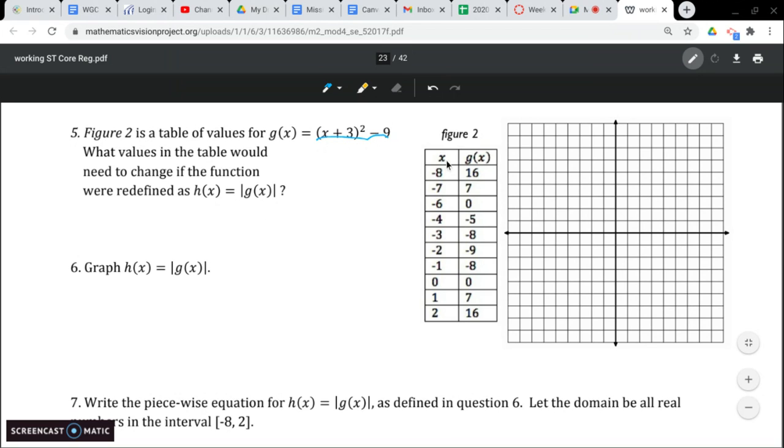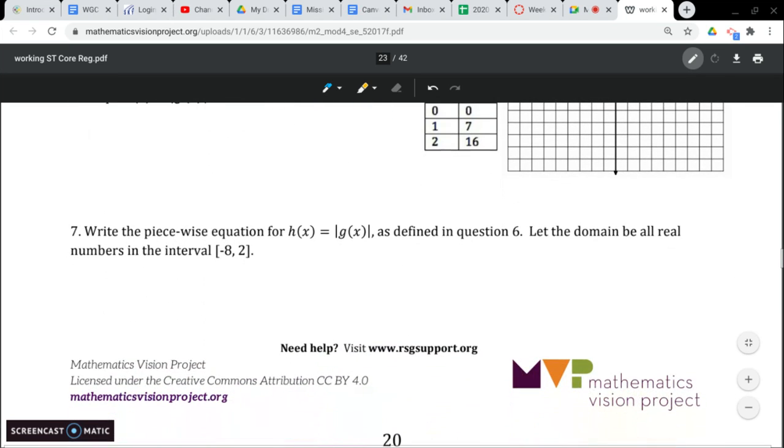What you guys will be doing, so you got the table of values. What would the table of values need to change in order to have it be the absolute value? So looking at these, you'll answer that question. For 6, you're going to graph what this will look like. So when we graph and write equations for absolute value equations, we have to change something.